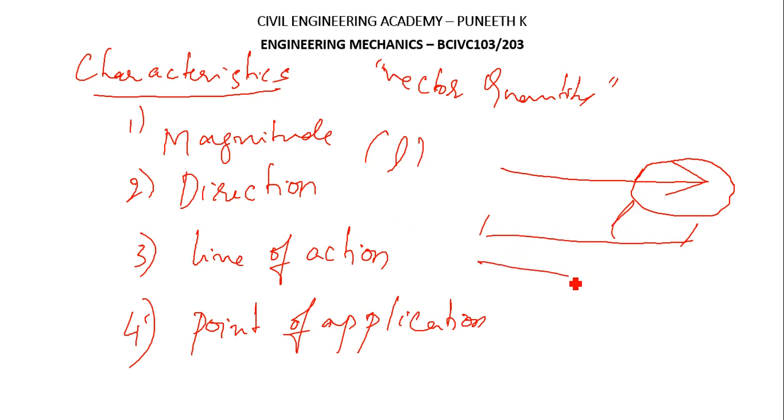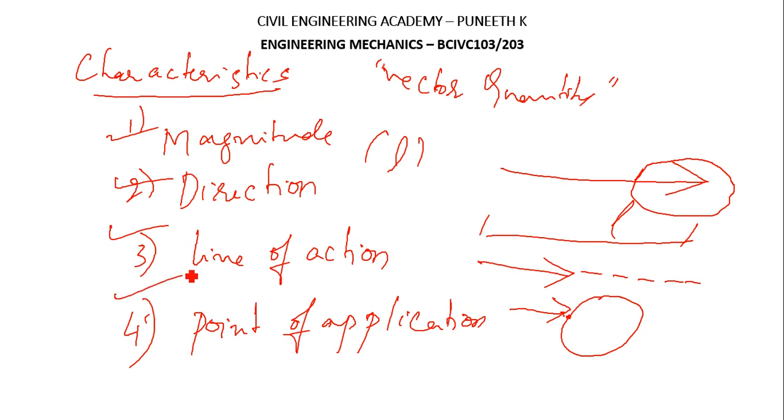What is line of action? For example, if this is the force, the path traced by the force is known as the line of action, or the line along which the force is going to act. And finally, what is point of application? The point at which the force acts is known as the point of application. So the four characteristics of the force are magnitude, direction, line of action, and point of application. These are the four major characteristics of a force.